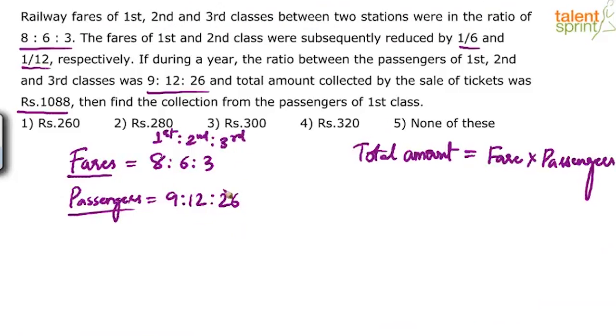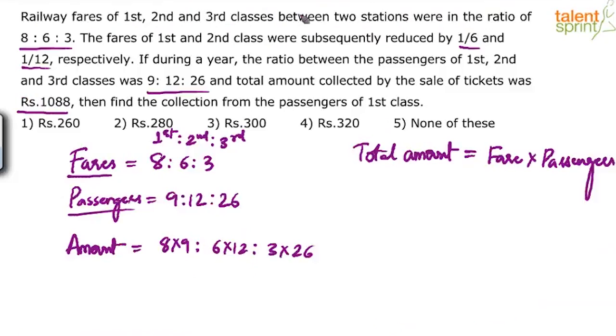So if you simply multiply, the ratio of the amounts will be equal to what? 8 into 9 is to 6 into 12 is to 3 into 26. Right? This can be written as the ratio of the amounts. So divide 1088 in this ratio to get the required answer.